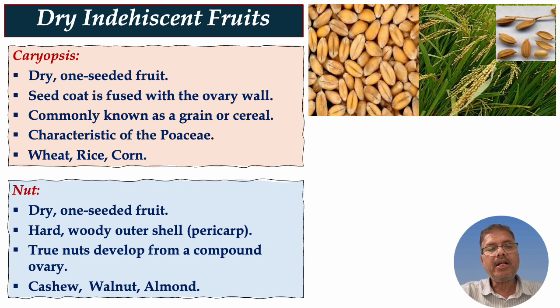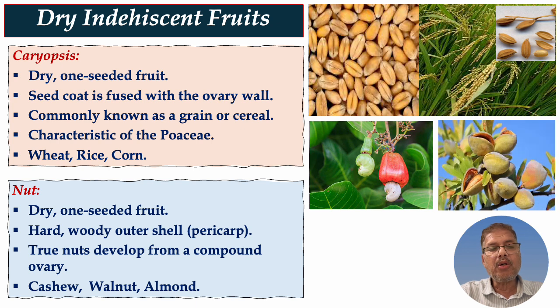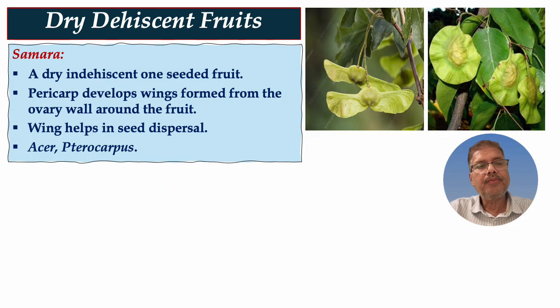A nut is a dry single-seeded fruit that has a hard woody outer shell, that is pericarp, and does not open to release the seed when ripe. The true nuts typically develop from the compound ovary. The examples are Anacardium occidentale, walnut, that is Juglans species, and almond, that is Prunus dulcis.